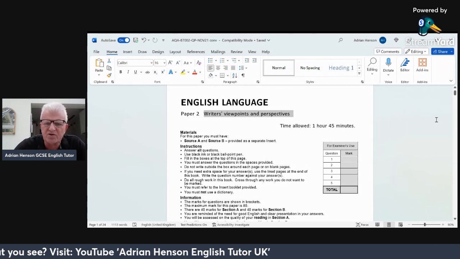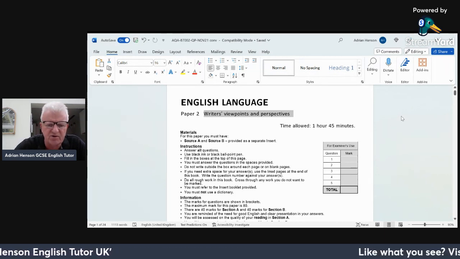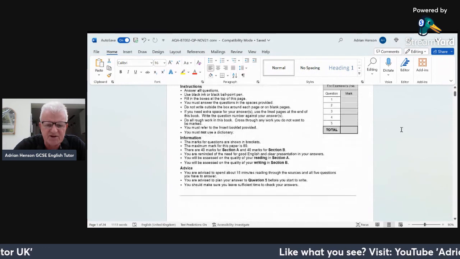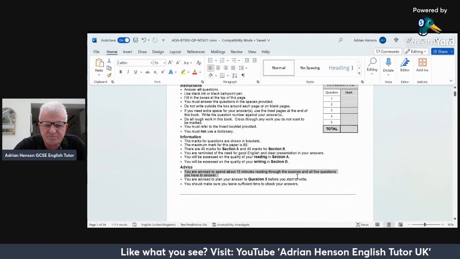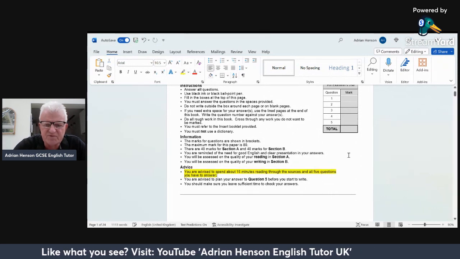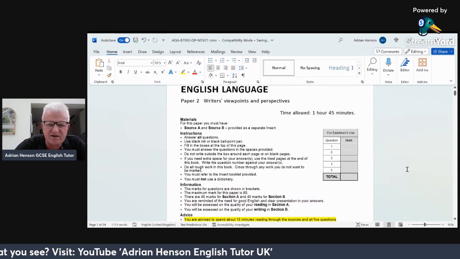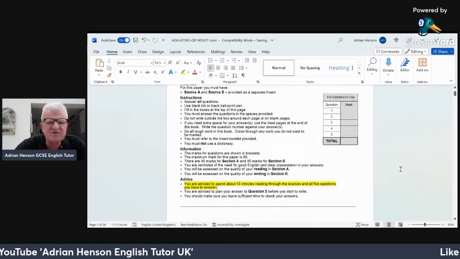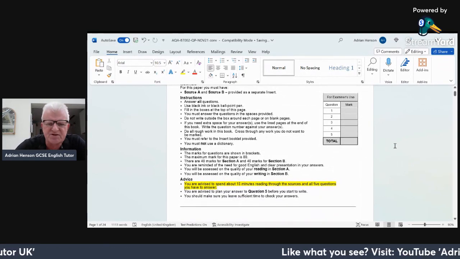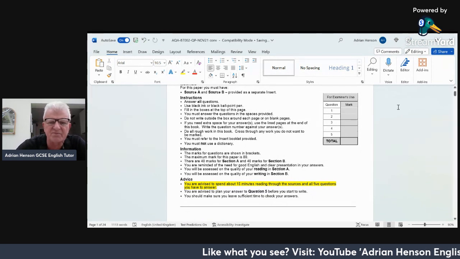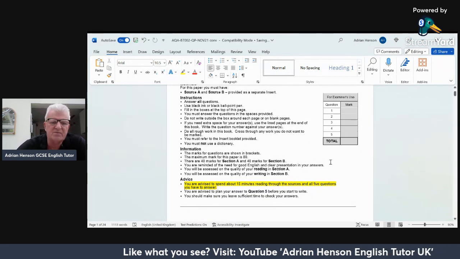And for those of you who know, you have to bear in mind that the 1 hour 45 does include reading time. This is stated actually quite clearly down here, and yet a lot of students don't know that that exists. Then the next thing you need to know is what the actual assessment is about, and this is another area that people miss out, and yet it's incredibly important.